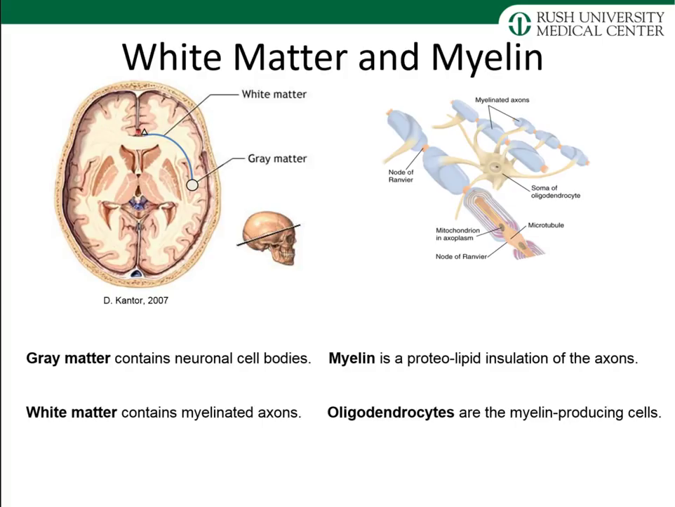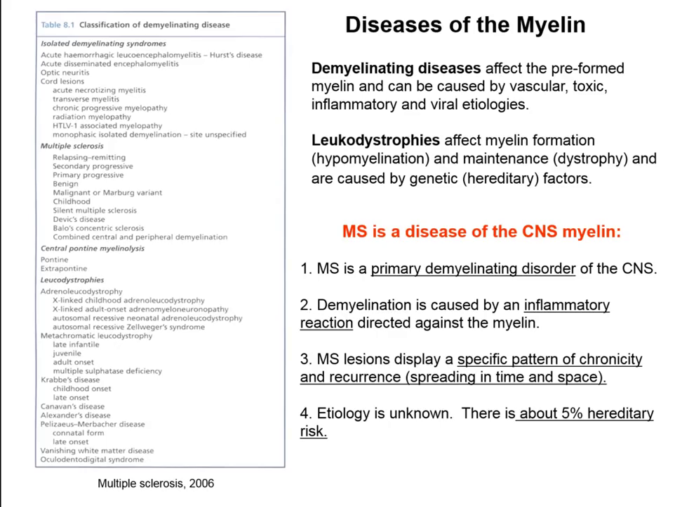Multiple sclerosis and ADEM are diseases of the white matter and myelin. As a reminder, gray matter contains neuronal cell bodies, and white matter contains myelinated axons. Myelin is a proteolipid insulation of the axons, and oligodendrocytes are the myelin-producing cells. There are many diseases of myelin.